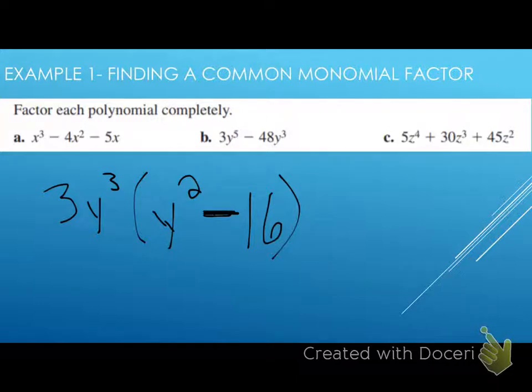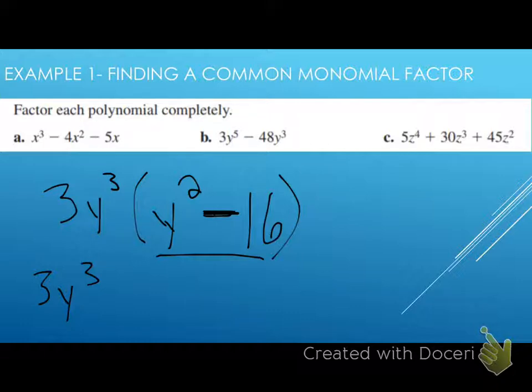This can be factored. Y squared minus 16. Does anyone recognize what that would be? This would be the difference of two squares. Does that kind of ring any bells? Okay. First off, I still need to account for that 3y cubed. A difference of two squares is when I have two perfect squares being subtracted from each other.